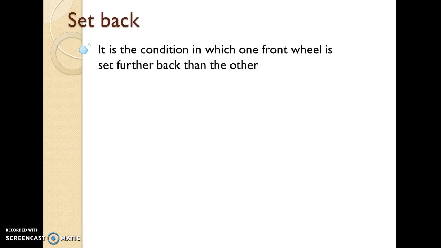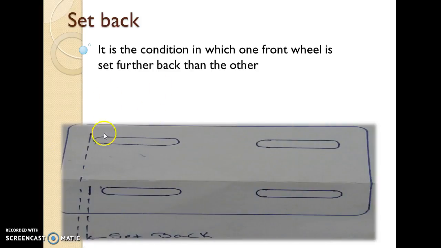So again, the next topic will be setback. So the setback, it is the condition in which one front wheel is set further back than the other. So again, this can be easily visualized or understood using the following figure. As you can see here, the difference between this line and this line, that is the front portion condition of the front wheels, the difference between these two is termed as setback.